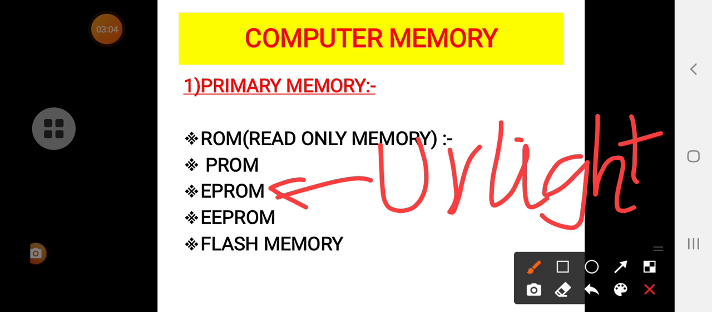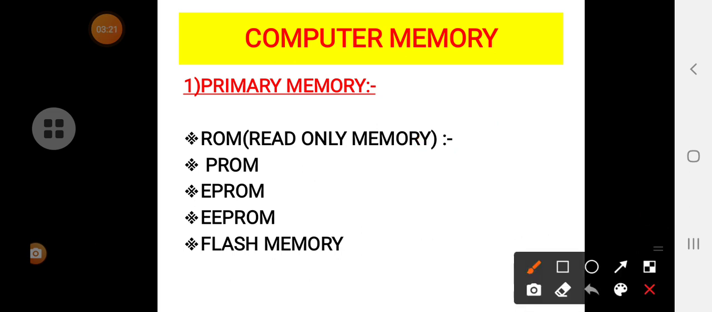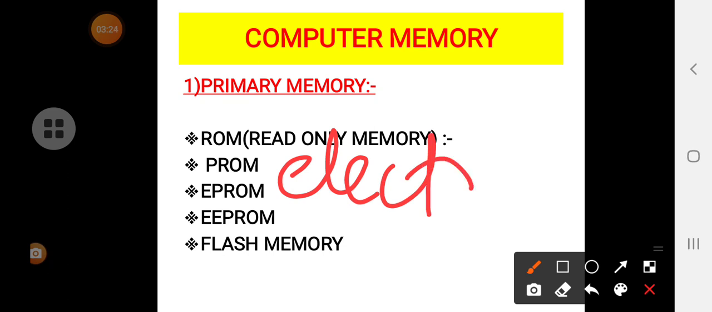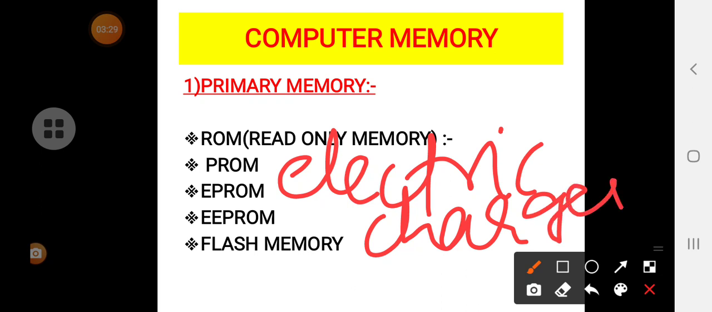Next is EEPROM. EEPROM means electrically erasable. Electrically erasable in the sense that here the ROM is exposed to electric charges. So it is called electrically erasable ROM. This is a recently developed type of ROM where the contents can be erased by exposing it to electric charges.